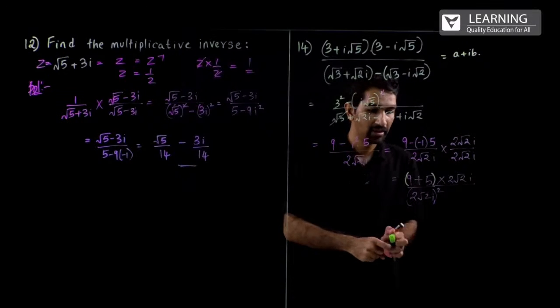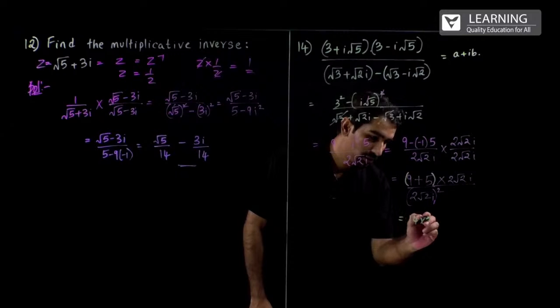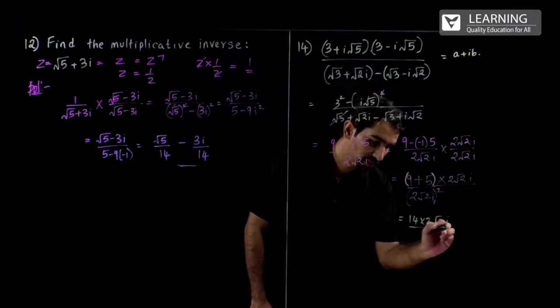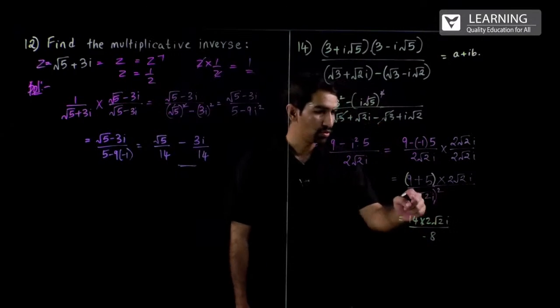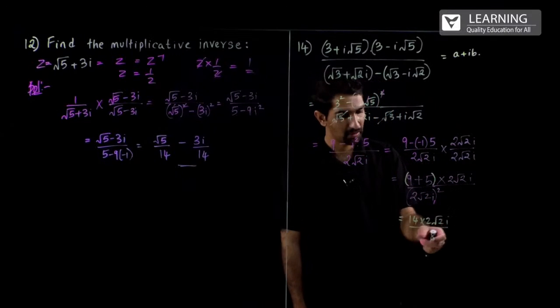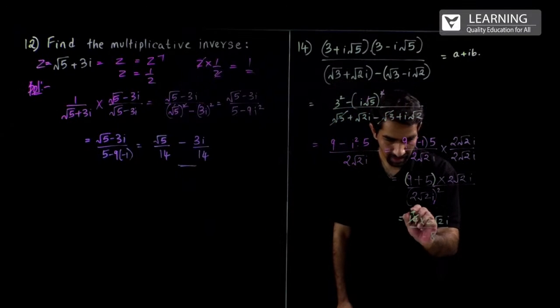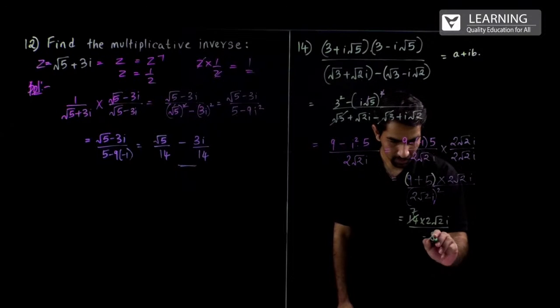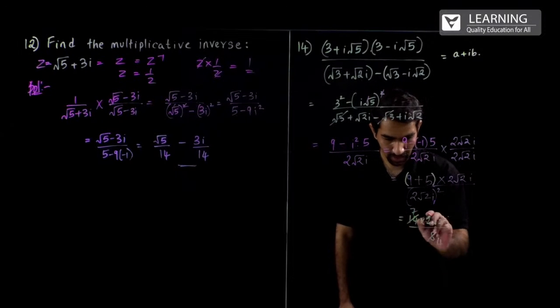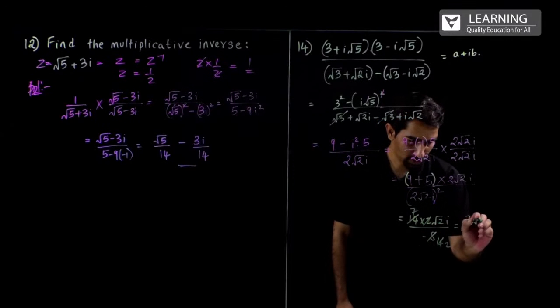So next, simplifying this further, what will we get? 9 plus 5 is equal to 14 into 2 root 2i the whole divided by minus 8, correct? 2 square is 4, square and root will get cancelled, so 4 2s are 8. i square is nothing but minus 1, so we get minus 8. So here again 2 7s are 14, which is equal to 7 root 2i by, so minus sign will go up again, minus 2.